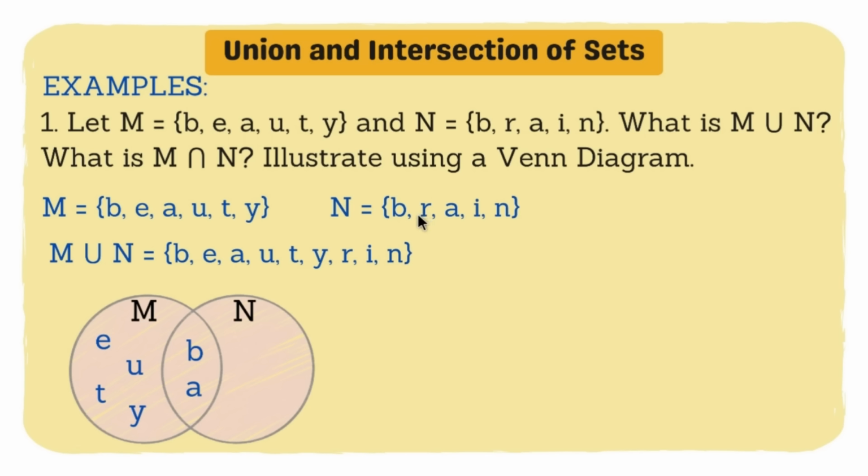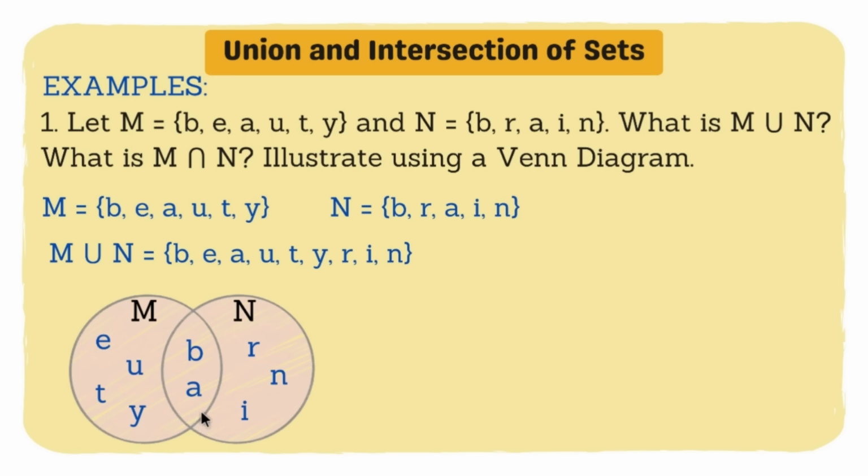Next, ano po ang naiwan dito sa elements ni set N? Naisulat na po yung B at saka A sa gitna. Ang naiwan na lang po ay yung R, I, and N. O, dito na po natin siya isusulat. Okay, there you go. That's how you write the union and also represent it using a Venn diagram.